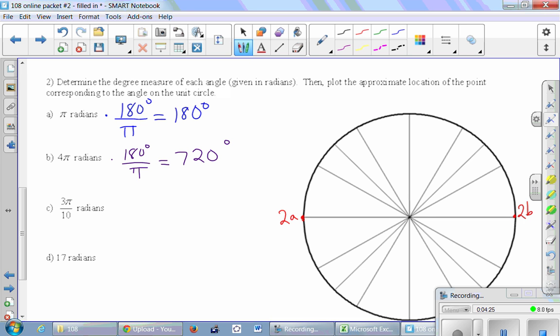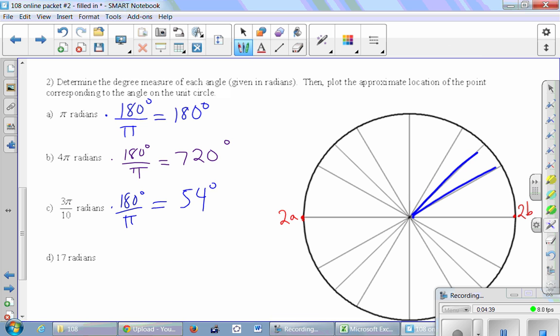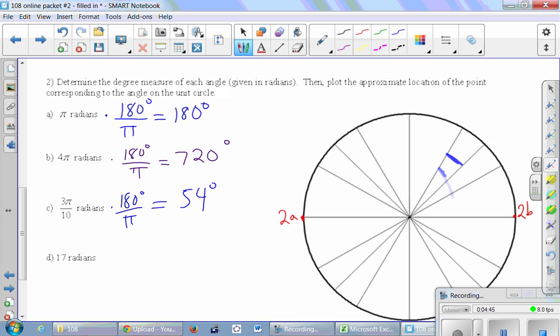Next one is 3 pi over 10. Multiply by 180 over pi. And cancel, and we just get 54 degrees. And we know that this line is our 30 degree, that's 45, that's 60, so 54 must be someplace in between these last two right up here. So we'll say something around here, 2C.